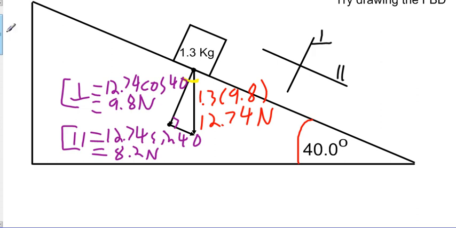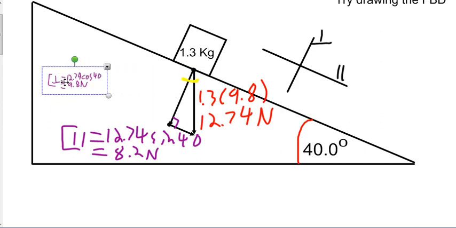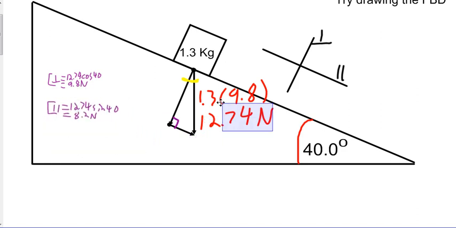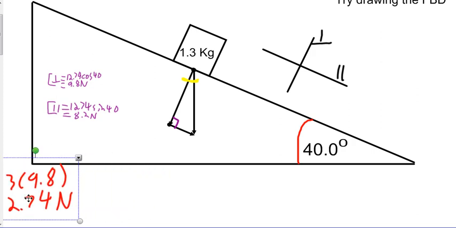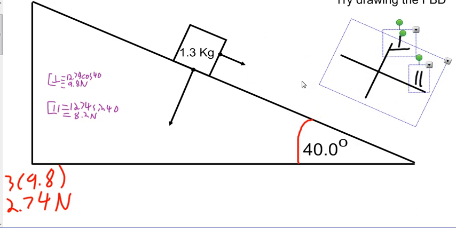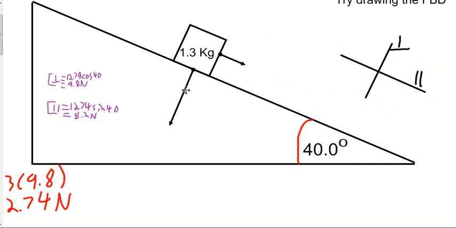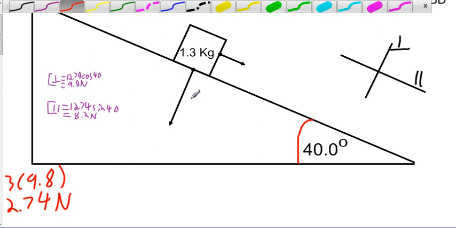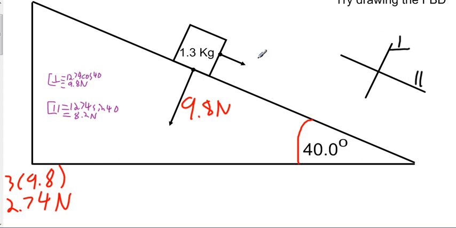Once you have formed these components, let me group these together. Put this a little bit off to the side. Do the same with these. And once we've done that, we can completely get rid of the non-perpendicular vector, which is that weight going down. Now we are left with these two vectors. We can simply move this one over here, and move this a little bit out of the way. So now we have the two components. Let me label these. This one's going to be 9.8 newtons, and this one is going to be 8.2 newtons. All I've done is move that vector from the triangle that I did below.